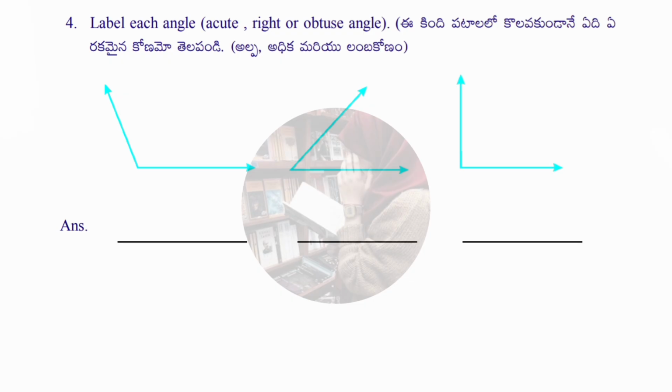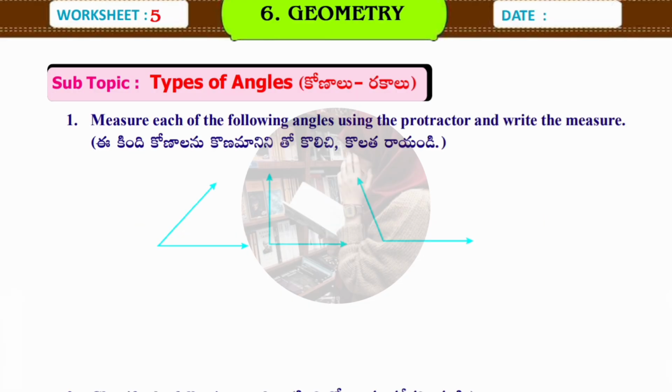Okay, so first angle we call it as obtuse angle. Second angle is an acute angle. Third picture is a right angle, which shows a right angle. So write down obtuse angle, acute angle and right angle. Understood, guys? Okay, let's move on to the next worksheet. Okay, so our worksheet number is 5. Here the subtopic is types of angles.